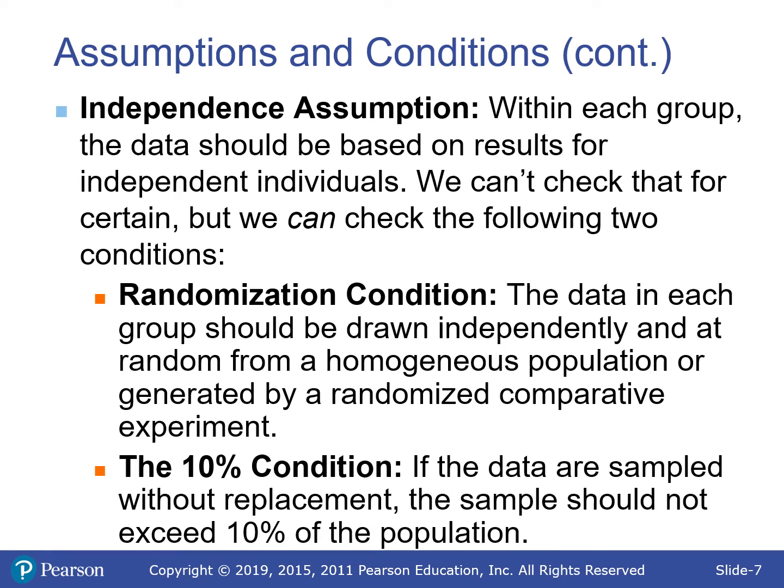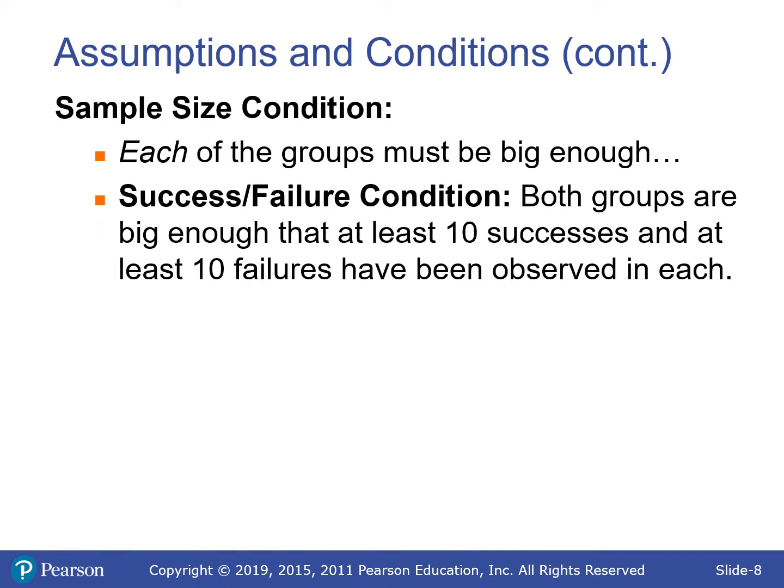And that's what that says. So the randomization, they need to be drawn randomly at 10%. We can't get more than 10% of the population because that starts changing the probability. So same thing as before. The size, each group has to be big enough. Both groups need at least 10 successes and at least 10 failures.